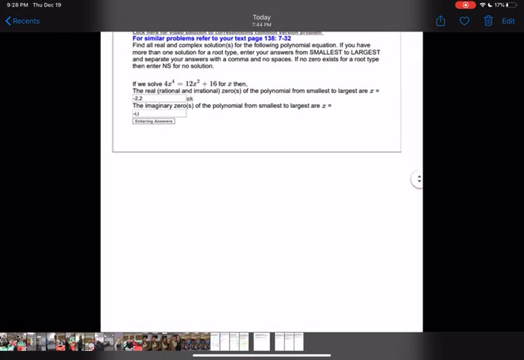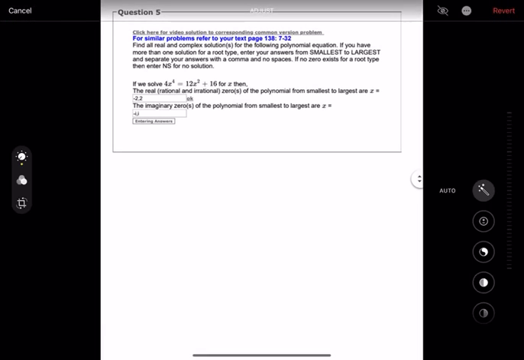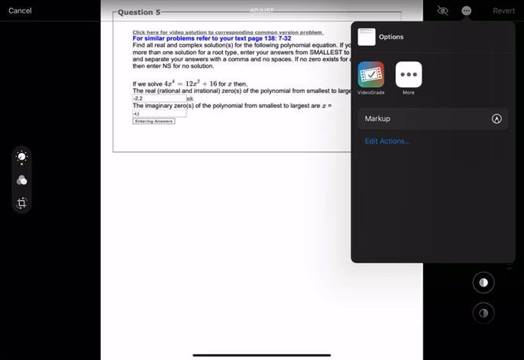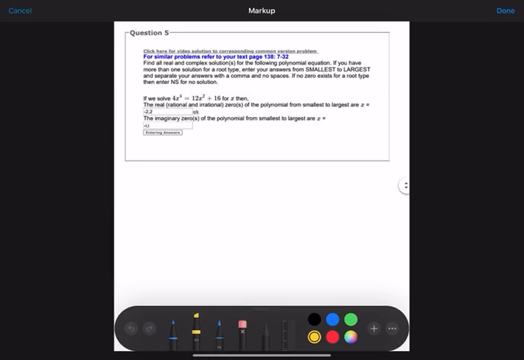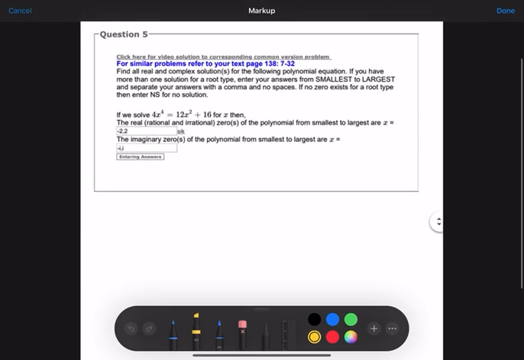All right, so right now I'm looking at question 5. This is on homework 5A. So we're looking for the real and complex solutions to the following polynomial equation. And so this is a higher order polynomial. We have x to the fourth as our leading coefficient here. And so we need to figure out how we can go about solving this since it's not like a normal quadratic equation that we're used to.